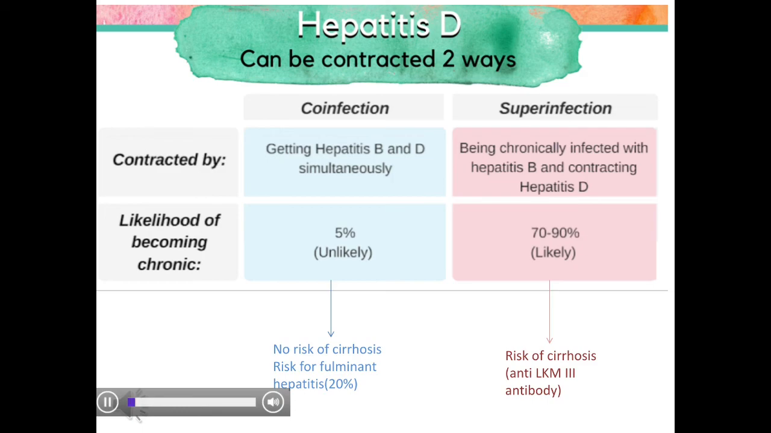Hepatitis D can be contracted in 2 ways, co-infection or superinfection. Co-infection is getting hepatitis B and D simultaneously. Likelihood of it becoming chronic is very unlikely. There is no risk of cirrhosis, risk of fulminant hepatitis is about 20%. Superinfection is being chronically infected with hepatitis B and then contracting hepatitis D virus.